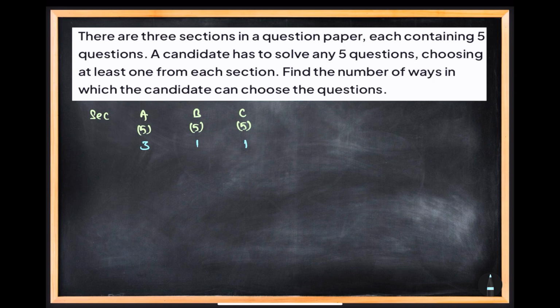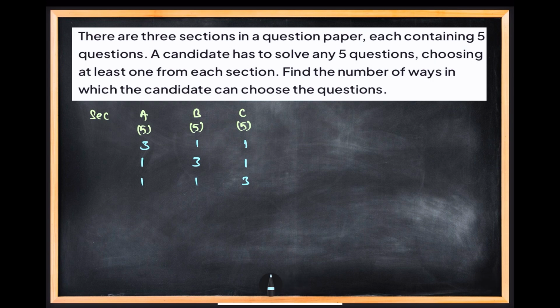You can also say, sir, why have you taken 3 from A? You can also take 1, 3, 1. Yes, it is the correct way. Now you can also go with 1, 1, 3.